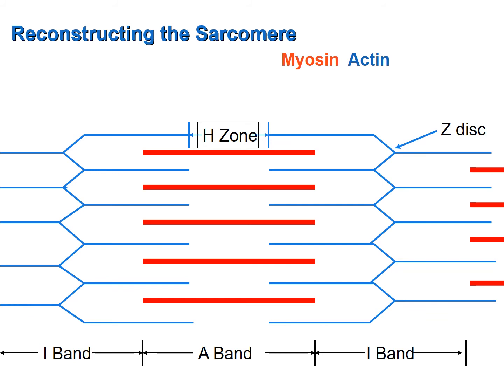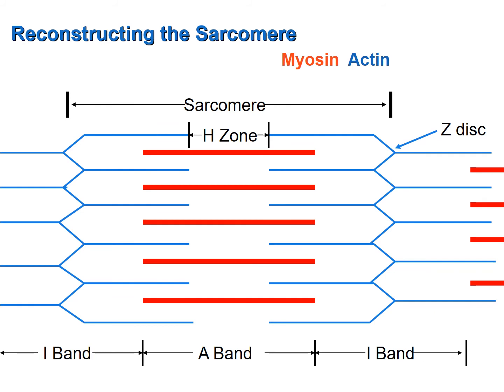Notice that on the A or dark band, we do have this area where the thin and thick filaments do not overlap, at least in a resting muscle this is the case. This zone where the two bands do not overlap is referred to as the H zone.